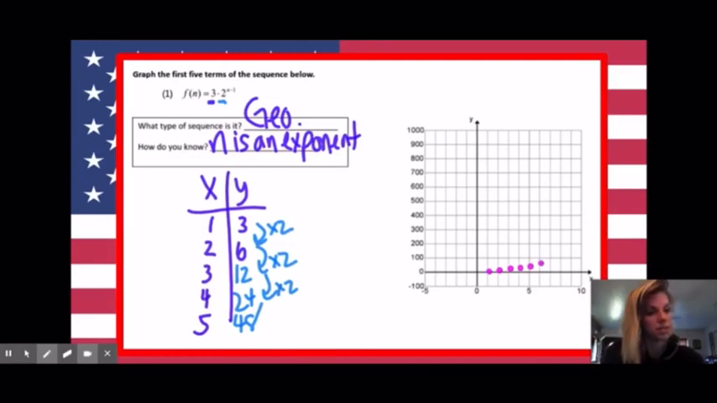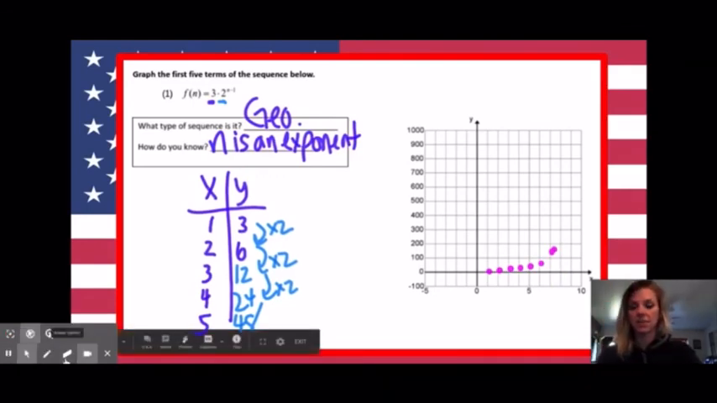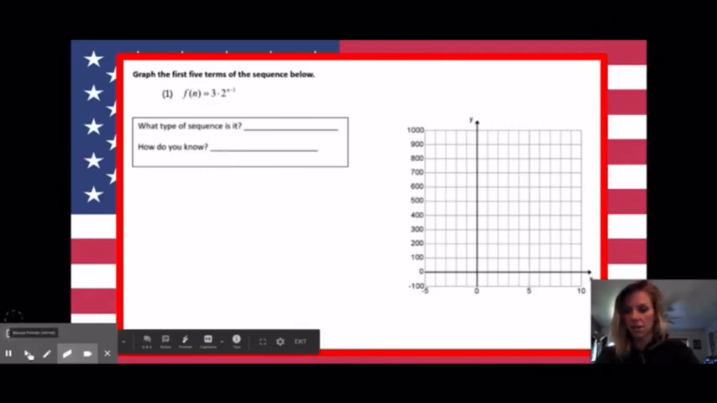Let me look at my calculator. At 7, it is at 192. So I'm just going in a couple extra to get that curve look to it. Do not connect the dots because sequences are discrete. You don't connect the points. All right, let's see what other problems we have going on here.